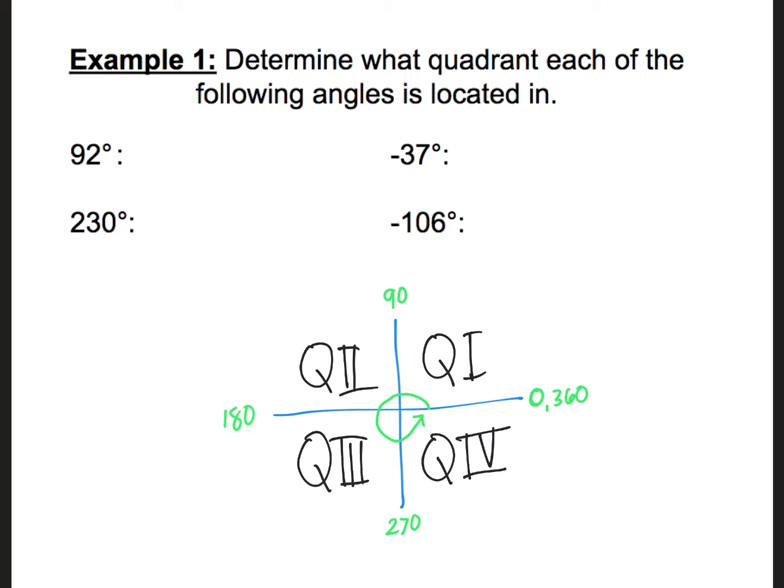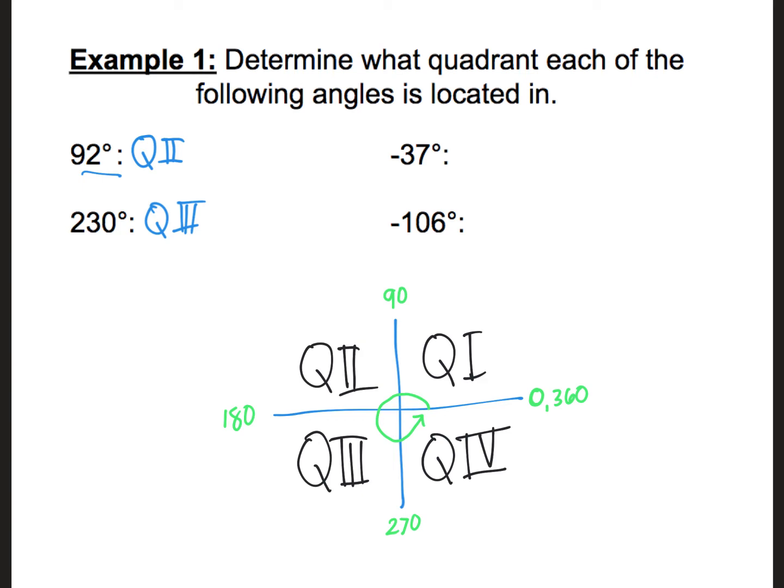If I look at my first 2 positive angles, my first one is 92 degrees. I know it can't be in Q1 because Q1 is 0 to 90. My next quadrant is 91 through 180, so 92 is going to have to be in Q2. Or you could write quadrant 2, whichever one. My next one's 230. Again, it can't be in the first one, we have 0 to 90. My next quadrant's 90 to 180, and then my last one's 180 to 270. So 230 will be somewhere there. This one will be in Q3. So quadrant 2, quadrant 3.